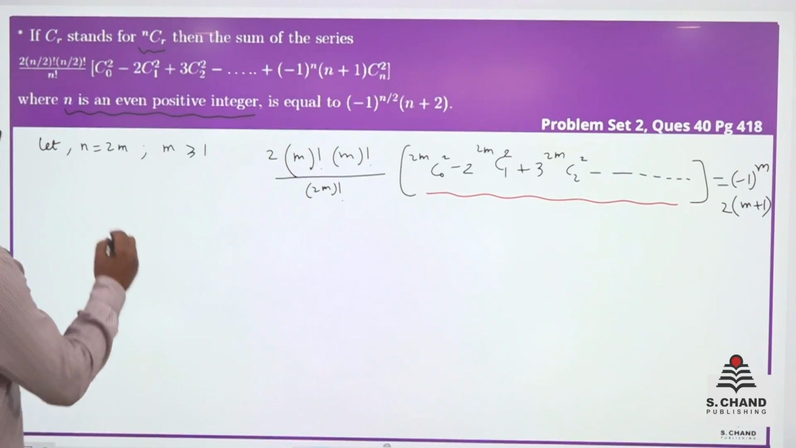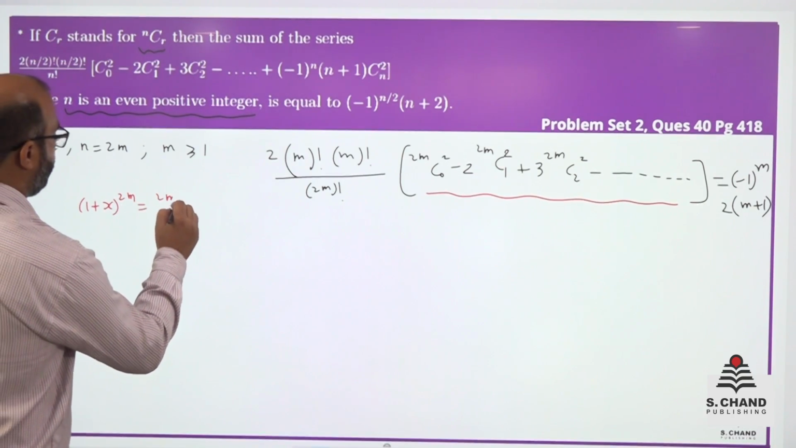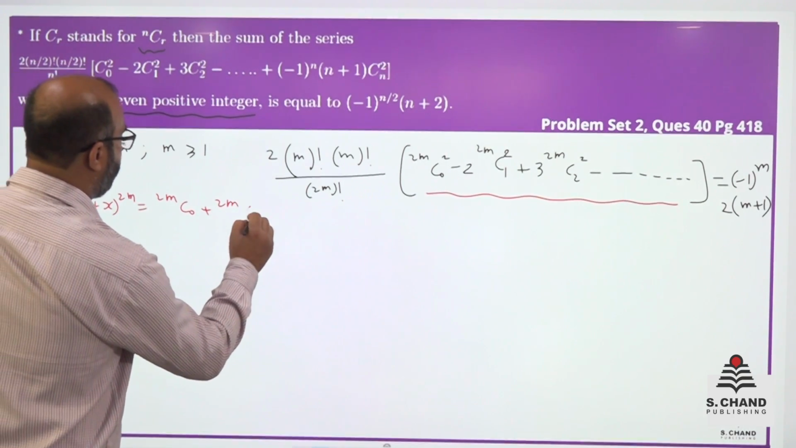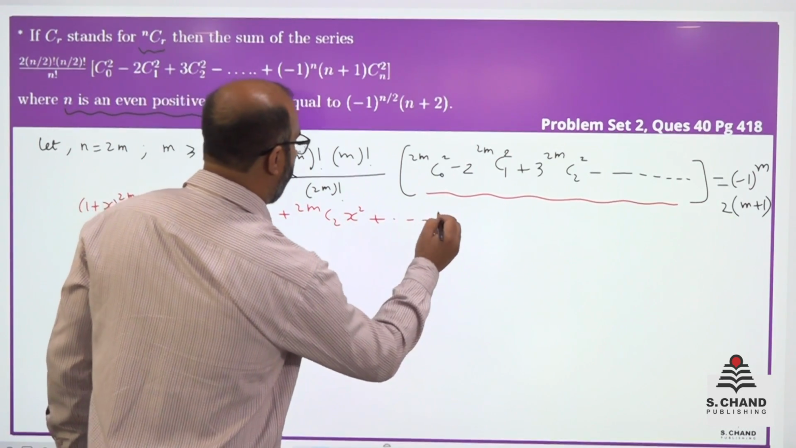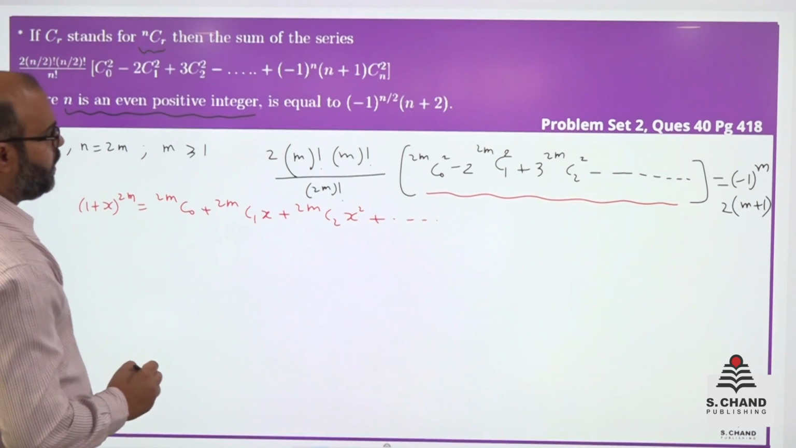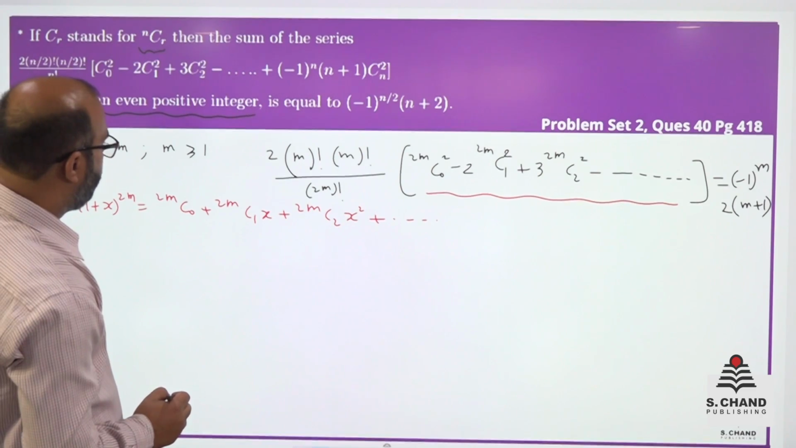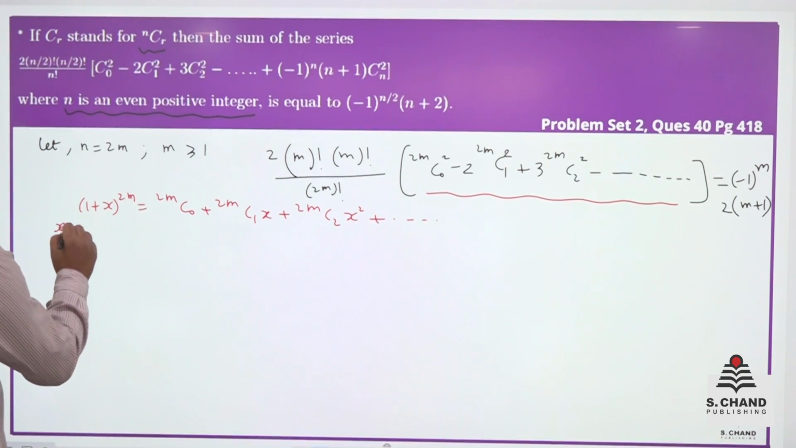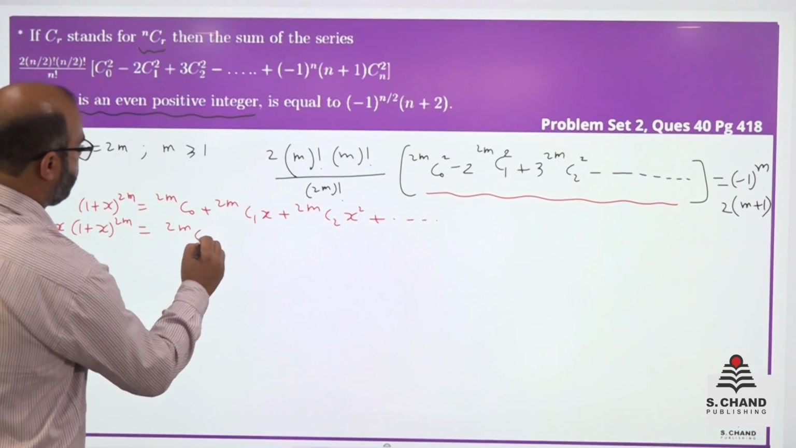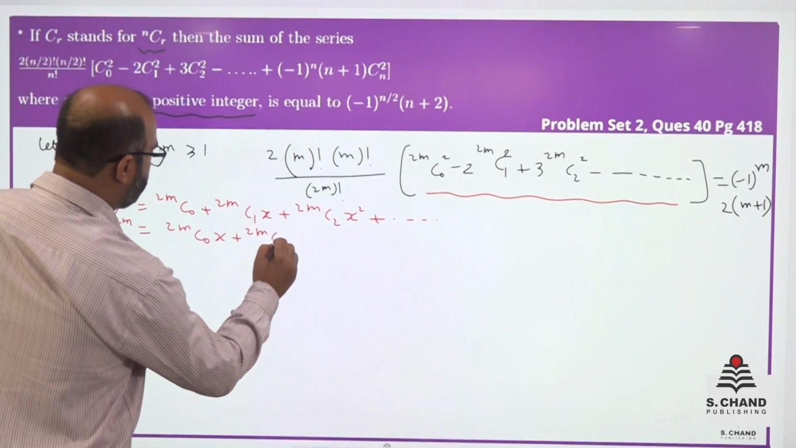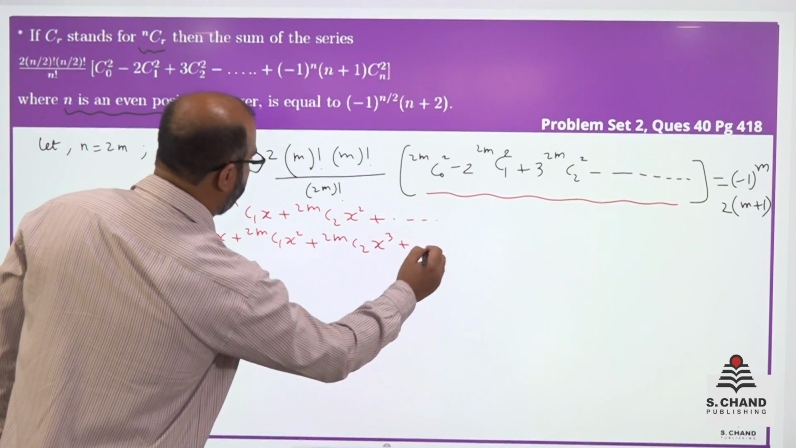In such a situation, what we do is first take the expansion of 1 plus x to the power 2m. So this is 2mC0 plus 2mC1 x plus 2mC2 x square, and so on. Then let us do one thing. Let us multiply with x. So x into 1 plus x to the power 2m is 2mC0 x plus 2mC1 x square plus 2mC2 x cube, and so on.